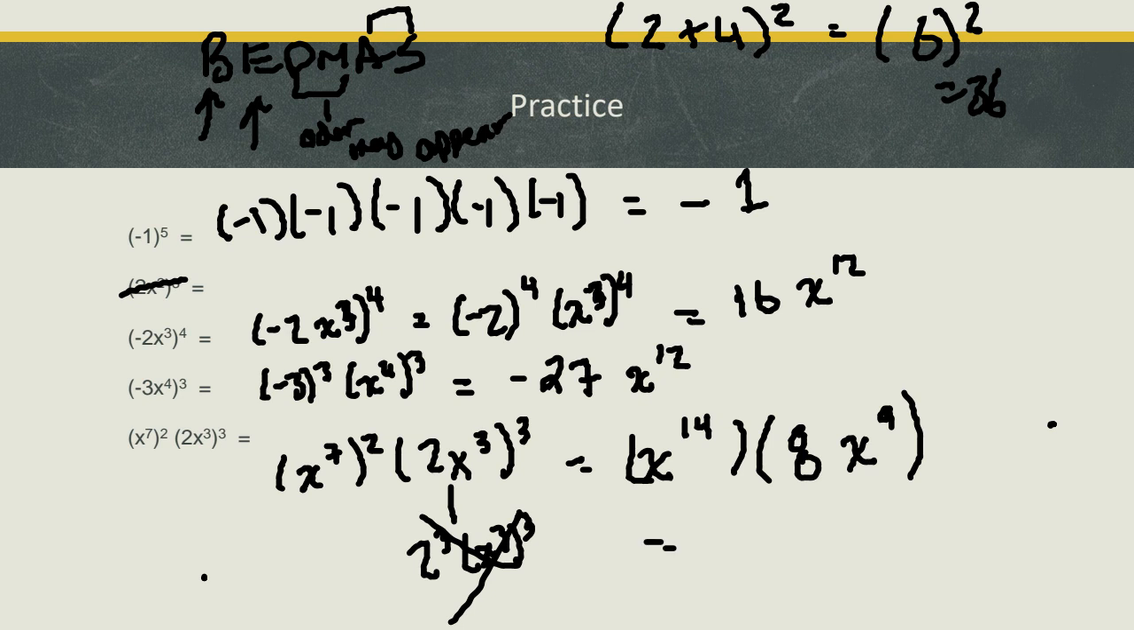So now I'm just going to go back to my previous rule about when I have a bracket times a bracket. So 1 times 8, just an 8. And because my letters are the same, so they're both x's, I can add those exponents together, right? So I can go 14 plus 9, right? I hope that makes sense. Okay, so we get 8x to the power of 23. Is that right? I think so.